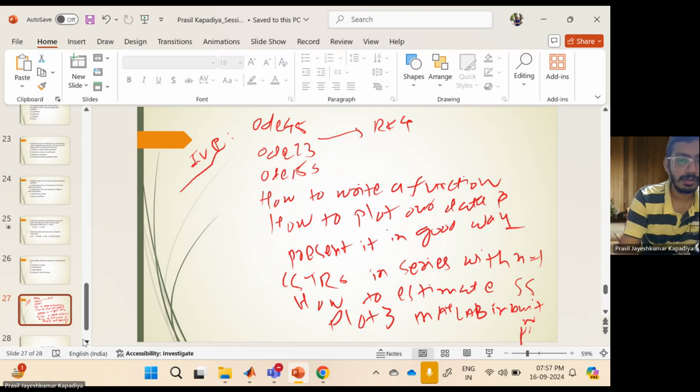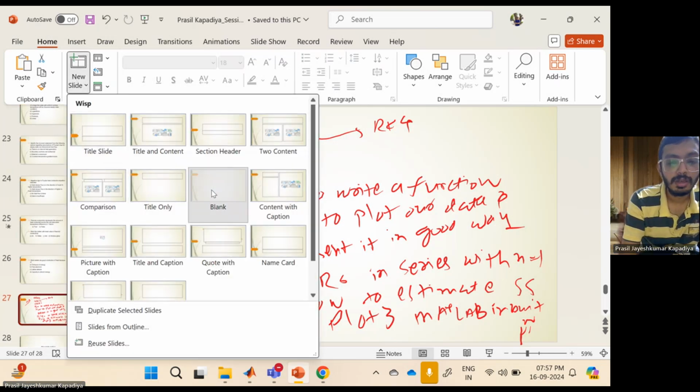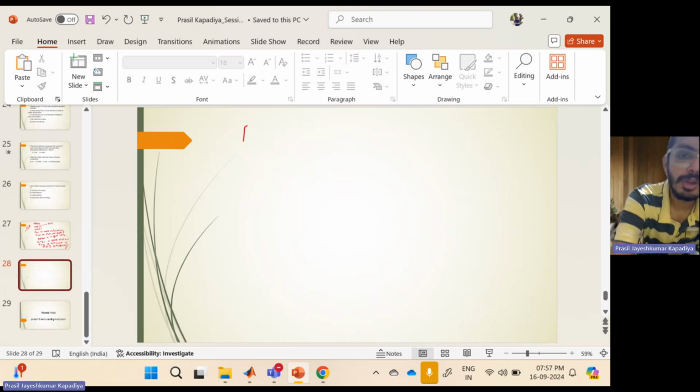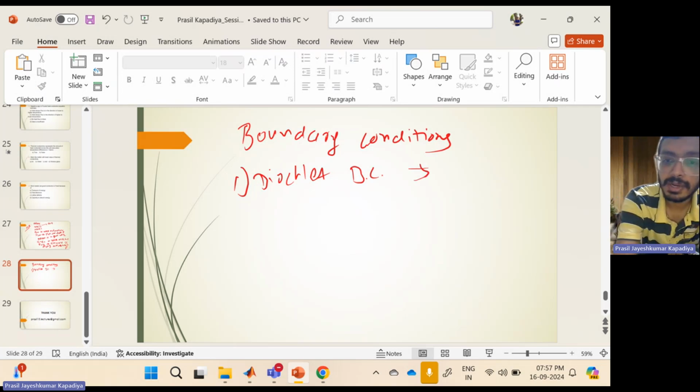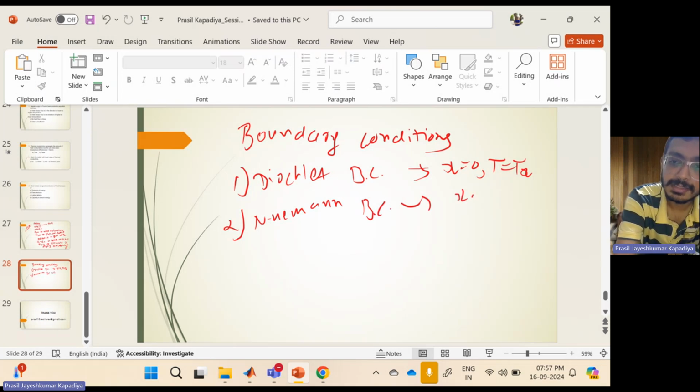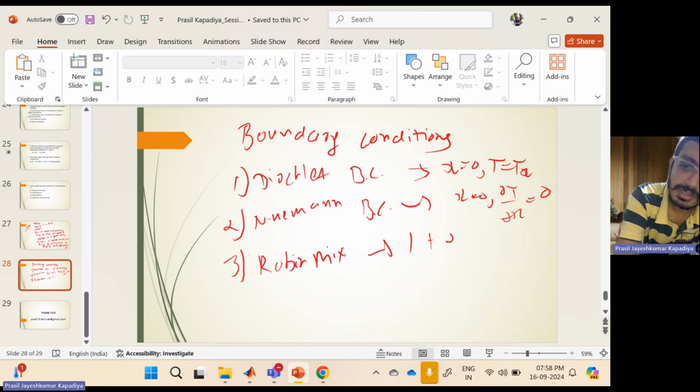Further, we learned about boundary conditions, where one is the Dirichlet boundary condition, where the value of the dependent variable is given at the surface, let's say at x equal to 0, T equal to Tx. This is called the Dirichlet boundary condition. Then the Neumann boundary condition, let's say at x equal to 0, del T by del x is equal to some value, let's say del T by del x equal to 0. Then we learned the Robin mixed boundary condition, which is the combination of 1 plus 2, and one more boundary condition that we learned was the Cauchy boundary condition.